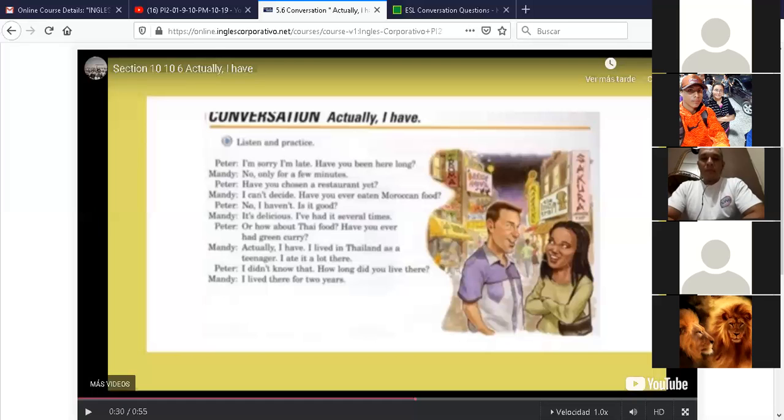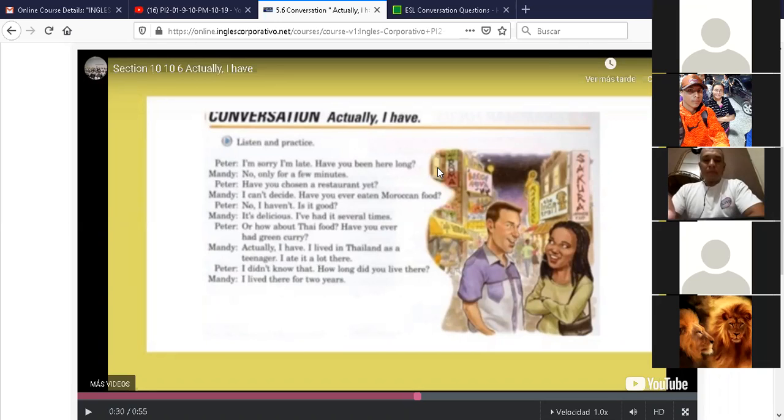Entonces, siempre que veamos el has elegido. Ya has elegido el restaurante. Acordemos que tenemos el yet. Y el yet se ocupa al final. All right. So, esa va a ser una de las diferencias. That's one of the differences we have. That in present perfect, we're going to use the past participle, right? Next one, let's continue. I can't decide. No me puedo decidir. No puedo decidir.